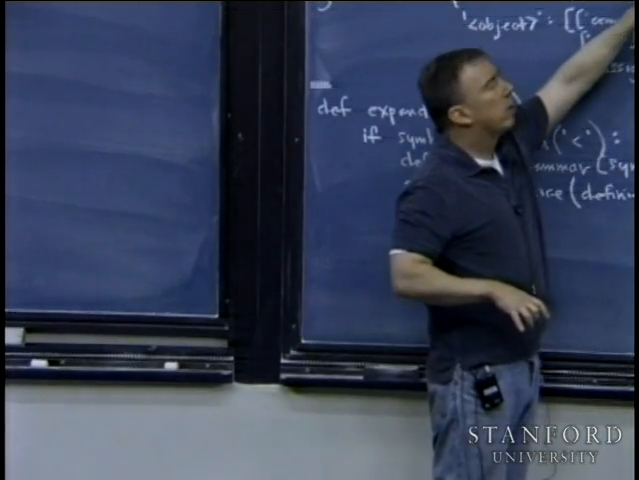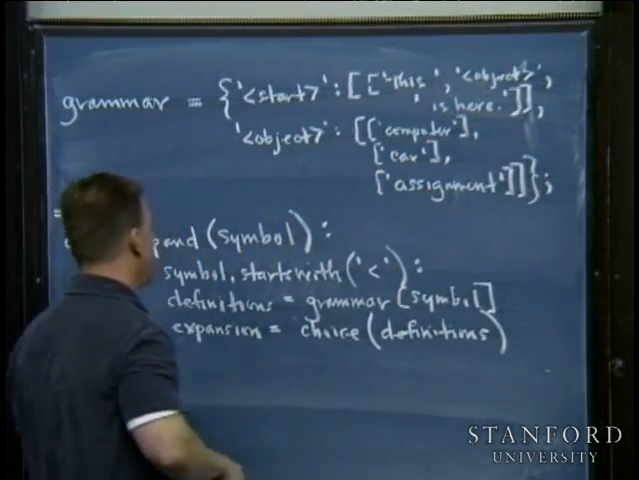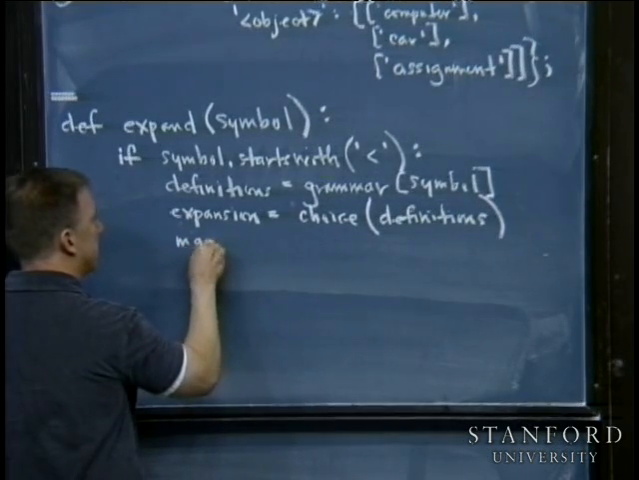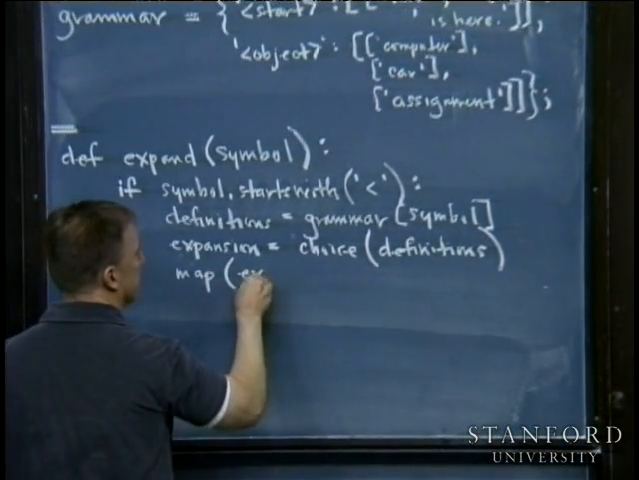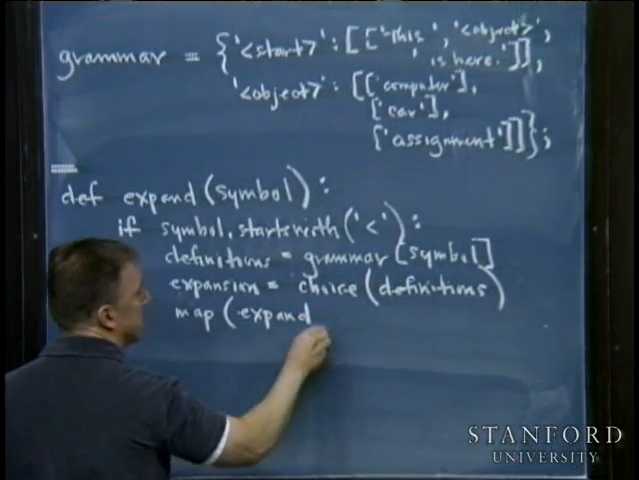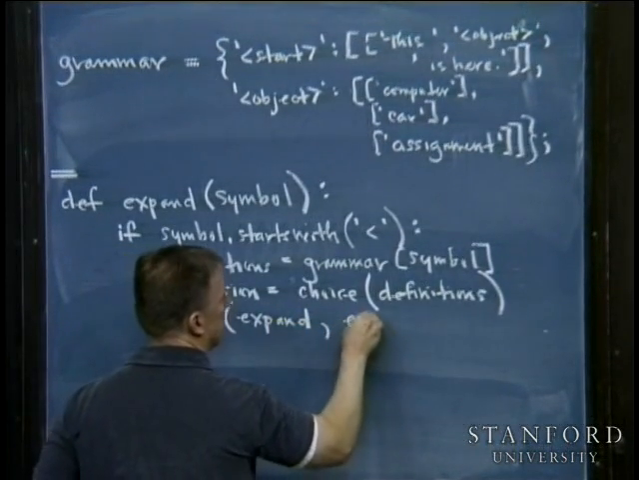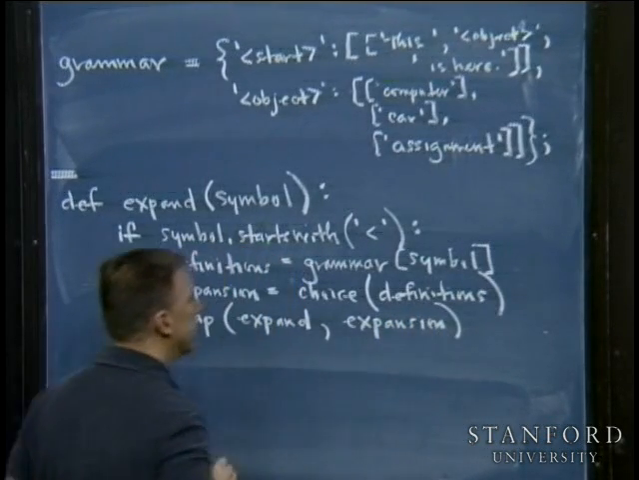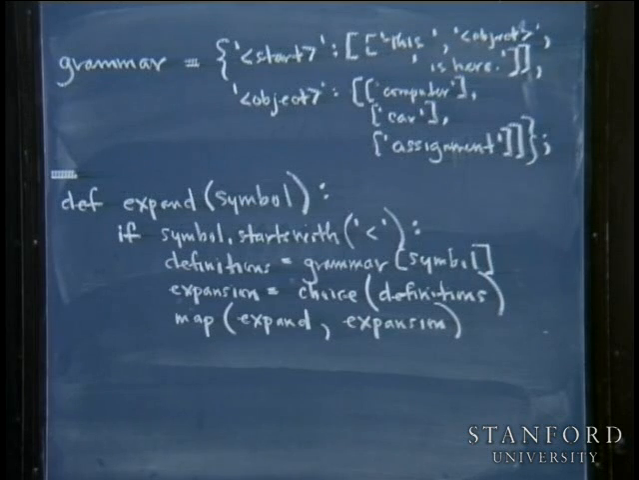And I can also recursively expand that. I can do this, map the expand function over what's locally recognized as the expansion so far. Okay? Does that make sense?